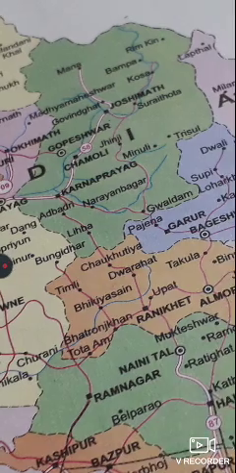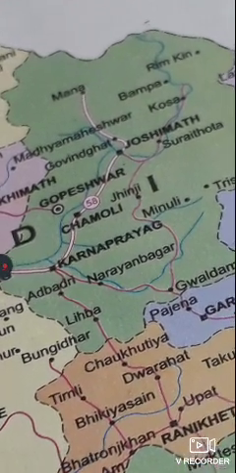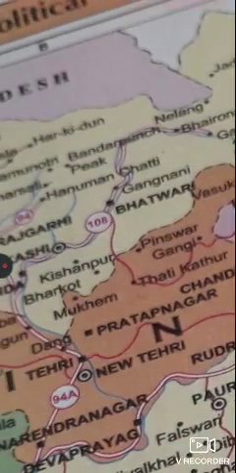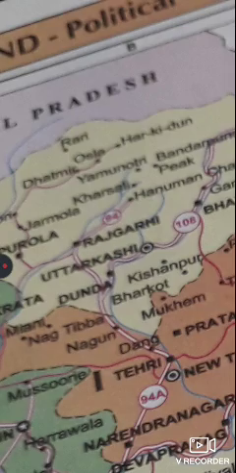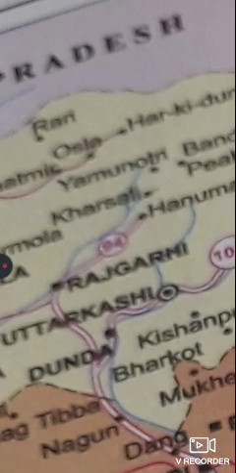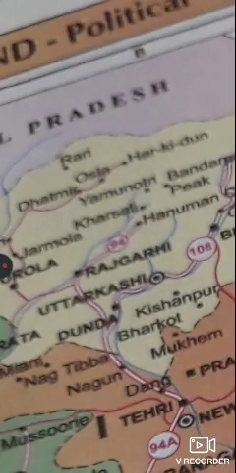Chamoli is here, you will find Chamoli, Gopeshwar, okay. And these are all in Pauri, and this is all Uttarkashi, it is all in the northern part, okay.